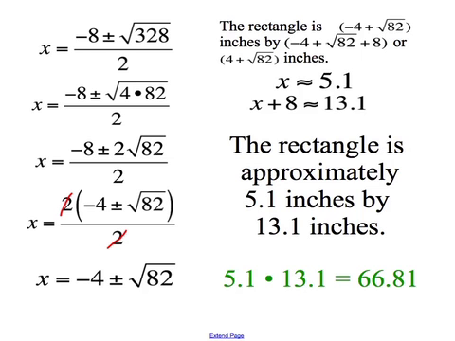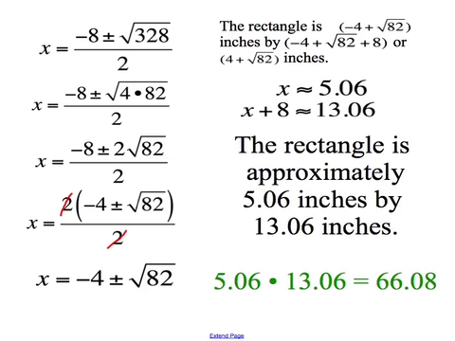Well, then we decide, well, why not round to the nearest hundredth? And that's shown here. If you round to the nearest hundredth, instead of 5.1, you get 5.06, and instead of 13.1, you get 13.06. Multiply those two numbers together, and you get 66.08. So you're pretty close to 66 square inches.